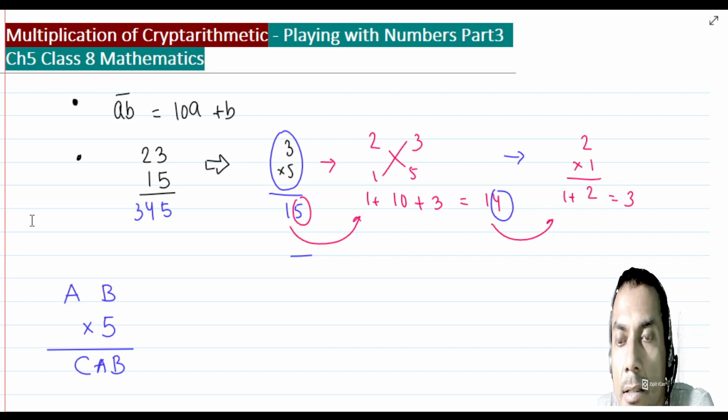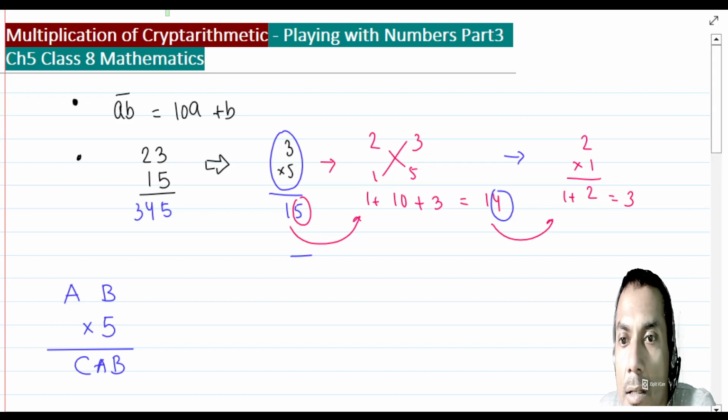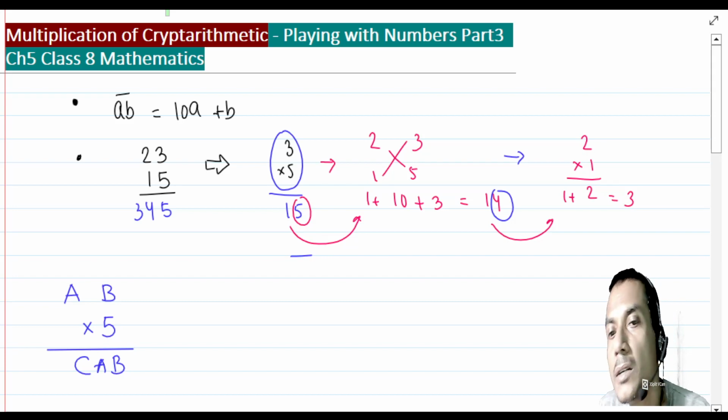In this tutorial, we learn about the Playing with Numbers, chapter 5. This is the third part of the video about the multiplication of cryptarithms. In this chapter, I have already uploaded 3 videos about cryptarithms, so this is the last video of this chapter. We learn about some basic concepts of multiplication.